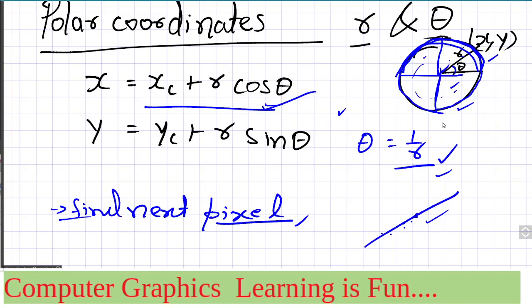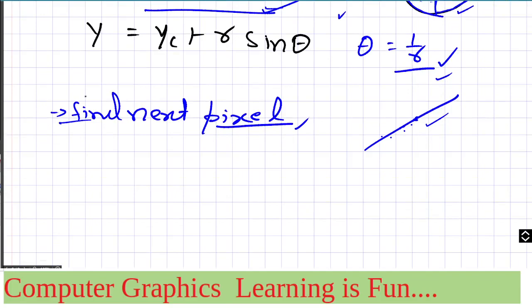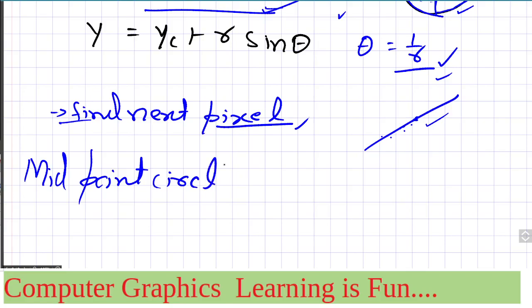For this, in the next video we will see the midpoint circle algorithm, which will be similar to Bresenham's algorithm you have seen, where you will try to find out the next pixel which is nearer to the circle circumference. Okay. So, midpoint circle algorithm.